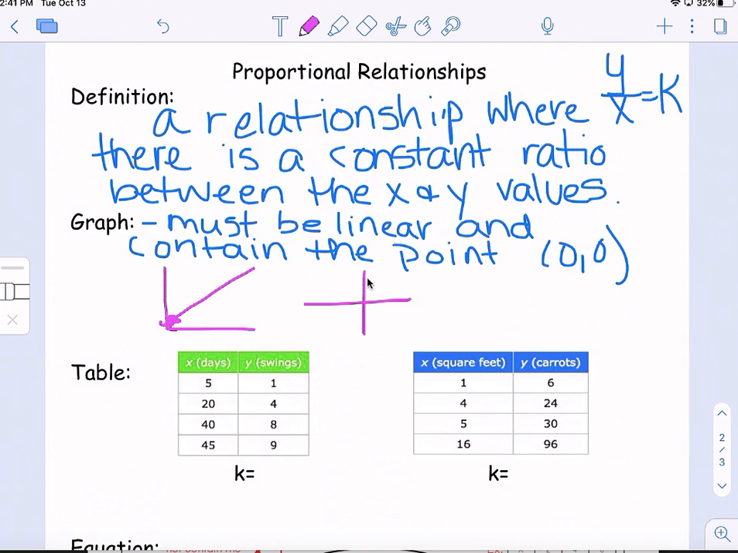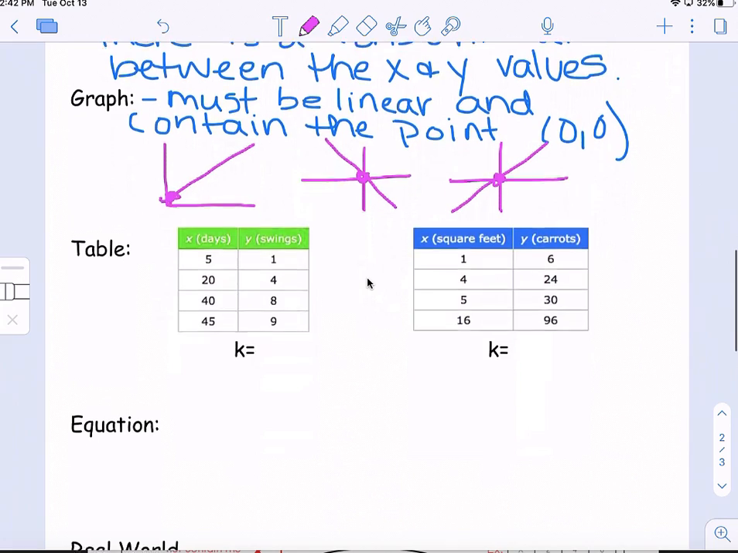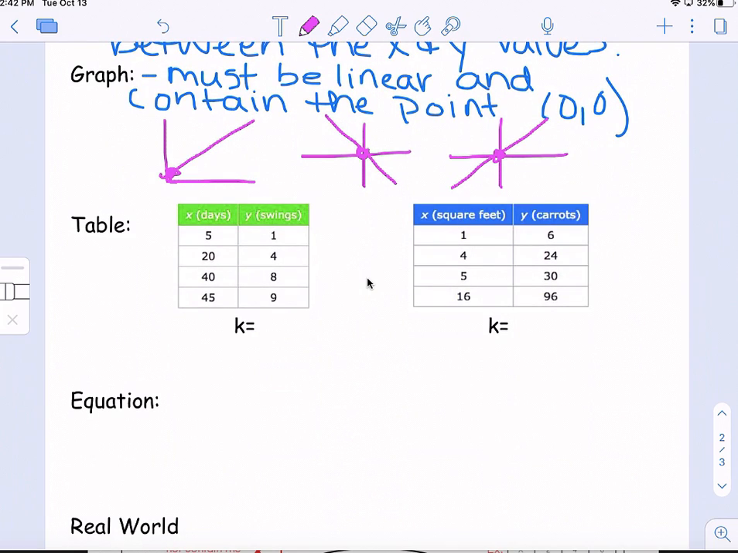Or if you're looking at all 4 quadrants, it could go this way as long as it goes through the center, or this way. And it has to include the point 0, 0 in a graph and be a straight line. When you're looking at a table to determine if a table is proportional, if you see the point 0, 0, you'll know that it is proportional. So in a table, it could include the point 0, 0.